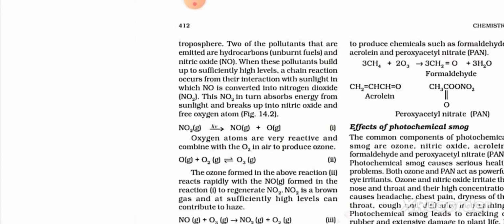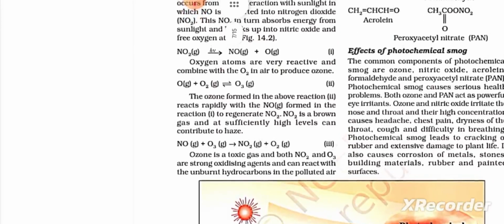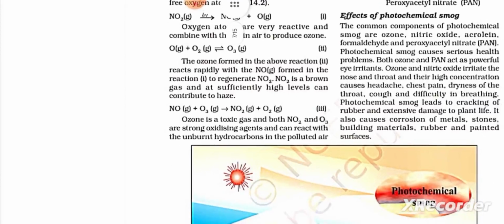This NO2 in turn absorbs energy from sunlight and breaks up into nitric oxide and free oxygen: NO2, in presence of light, gives NO plus O. The oxygen atoms are very reactive and combine with O2 in the air to produce ozone. The ozone formed reacts rapidly with the NO formed in the previous reaction and regenerates NO2. NO2 is a brown gas and at a sufficiently high level can be attributed to the haze. NO plus O3 gives NO2 plus O2.